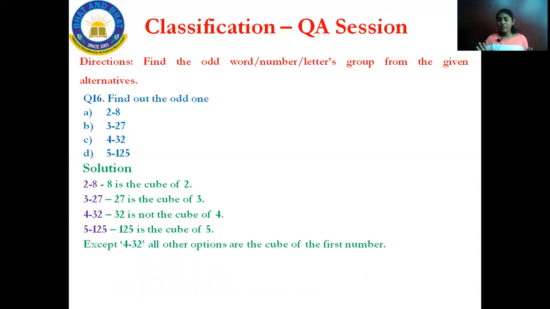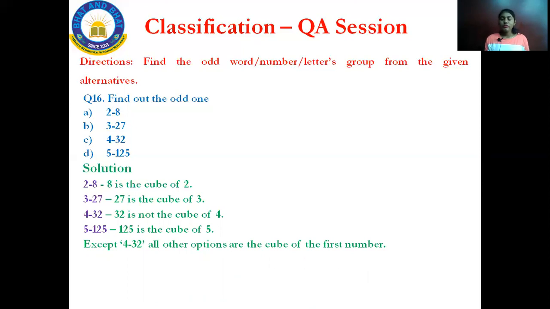If you are thorough with the cube numbers, it is very easy to solve. But if you don't know the square numbers and cube numbers, I'm telling you with stress, you can't solve even a single question based on number classification. Except 4 and 32, all others are cubes of their first numbers. Let me explain it again.